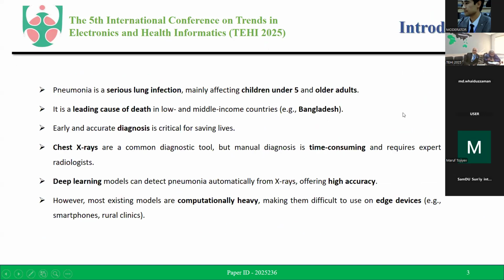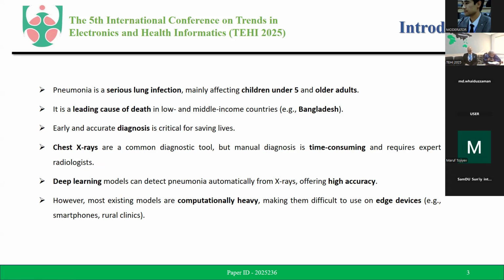Here is the introduction. Pneumonia is a serious lung infection mainly affecting children under 5 and older adults. It is a leading cause of death in low and middle income countries like Bangladesh. Early and accurate diagnosis is critical for saving lives.